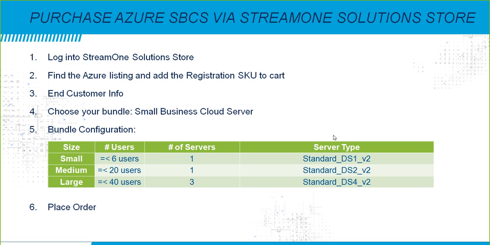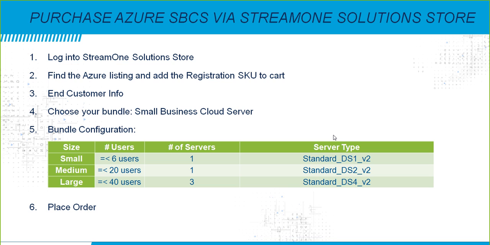Now ordering this through the Stream1 portal is very easy, but the most important thing that I want to point out on this slide is that we have three options within the SBCS bundle. As you can see on the screen, we have small, medium and large, and how we segregate is depending upon the number of users that you want to use. So typically the small deployment is for close to 6 users or less. With that we deploy one server, and the server type in this one is DS1 version 2, which equates to 1 core with 3.5 gig of RAM.